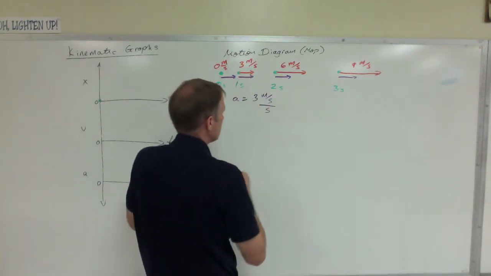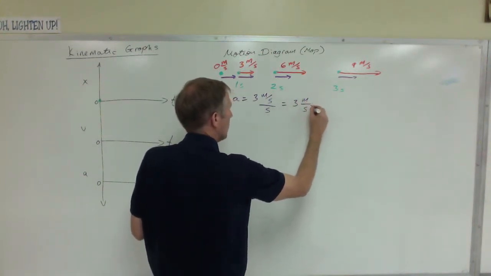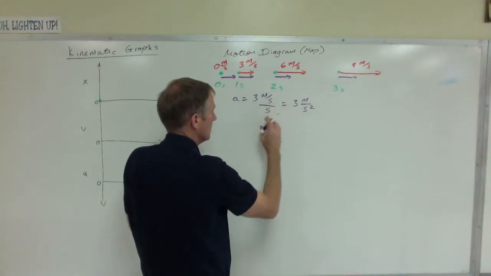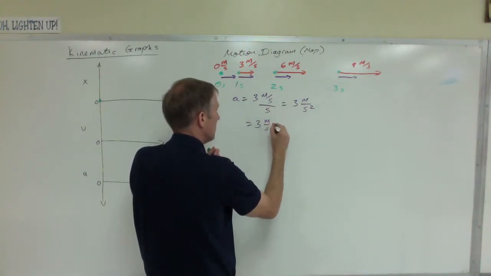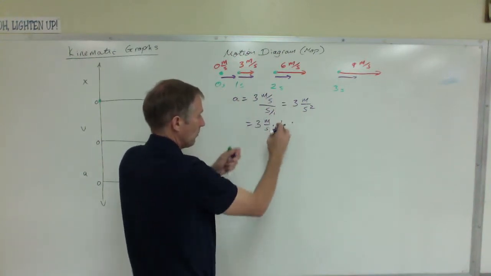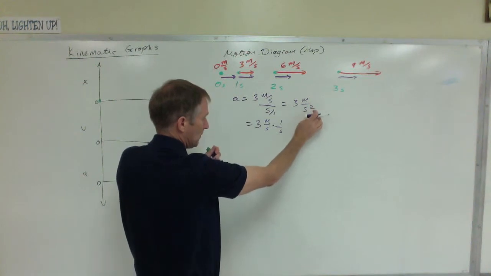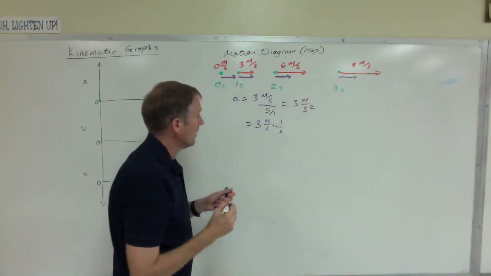Now, we can express this as 3 meters per second squared, because, just FYI, this is meters per second times 1 over seconds. Remember when you divide by a fraction, you can flip it over and multiply. That's where the meters per second squared comes from. Meters times 1, meters, seconds times seconds, seconds squared. Okay.